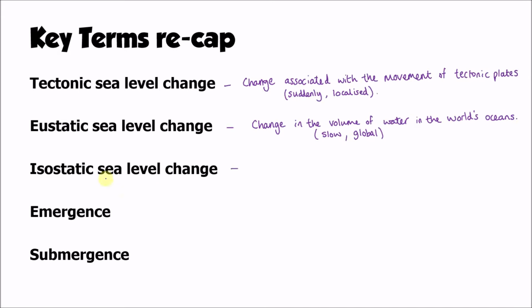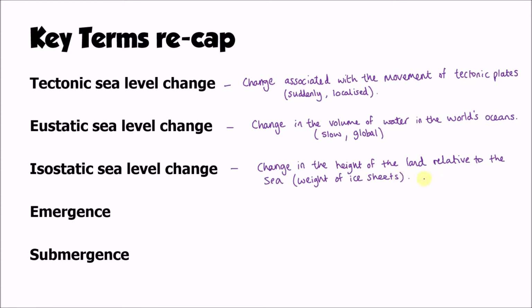sea level change. Isostatic change, this is a change in the height of the land relative to the sea. It's normally caused by the weight of ice sheets either being added to or lifted off of the crust. Again, this tends to be a relatively slow process, and it is a localized one. It's only going to affect the area where the ice sheet was located and the areas immediately surrounding it.